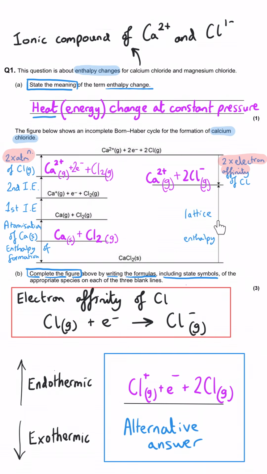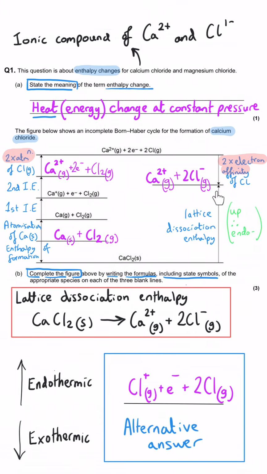Now, since the arrow is pointing upwards, it is the lattice dissociation enthalpy. If it was pointing downwards, the lattice formation enthalpy. I've gone into a lot more detail here than you needed to for the 3 marks perhaps, but it will help us in the question that's coming up next.